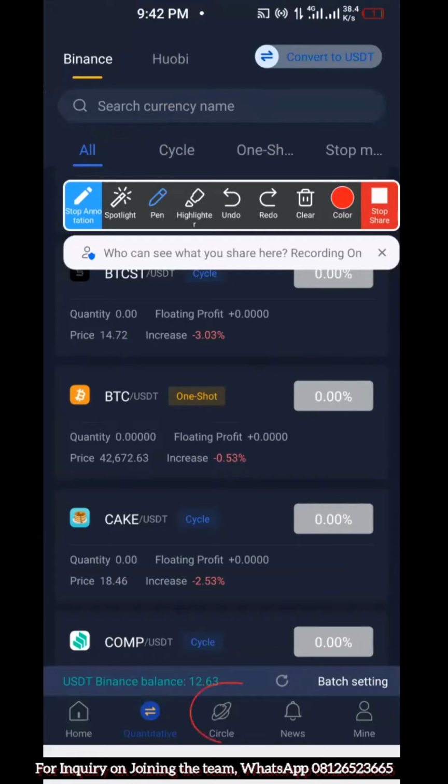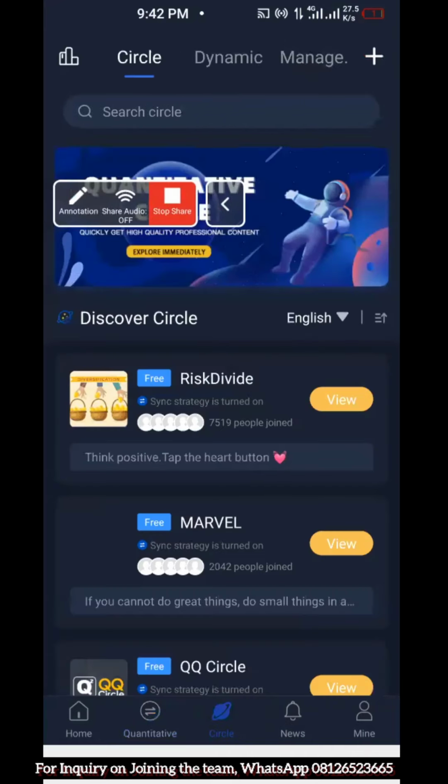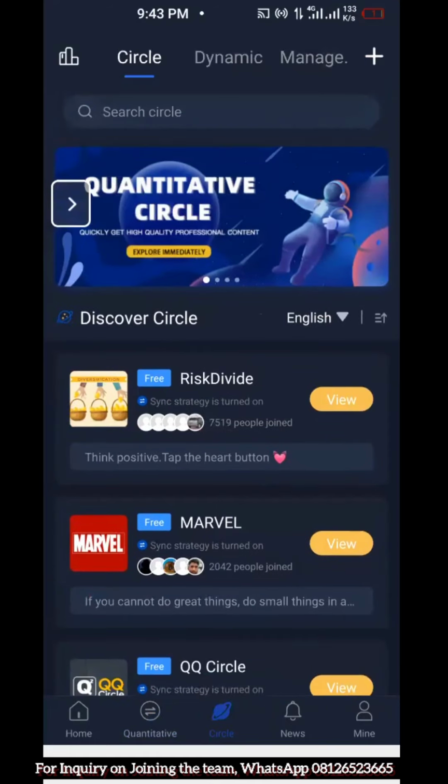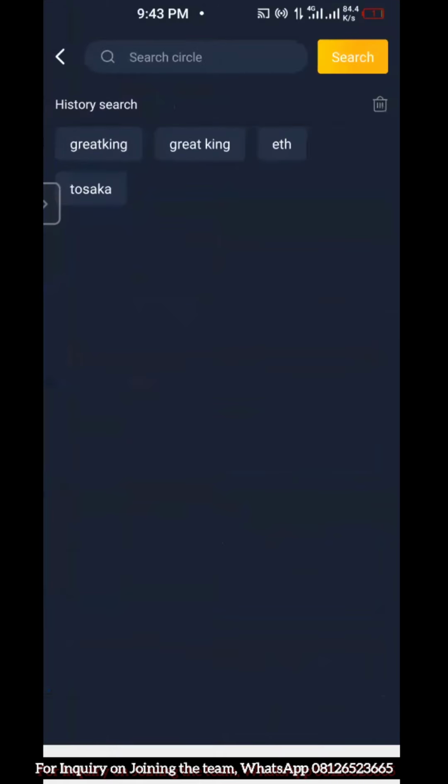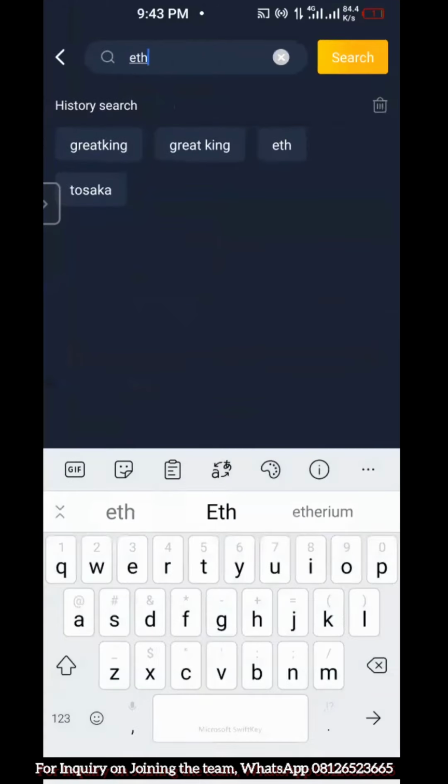So you click on this space called circles. What they call is synchronize with the master. I'll drop the procedure for that on the signals group this evening or tomorrow morning, but I'll just show it to you now. Now, you click on circles. Once you click on circles, you're going to see the number of people that are there. All these are circles. You can decide to join. So anyone you want to join, you join the circle. If you have somebody in mind, you can search for the person.